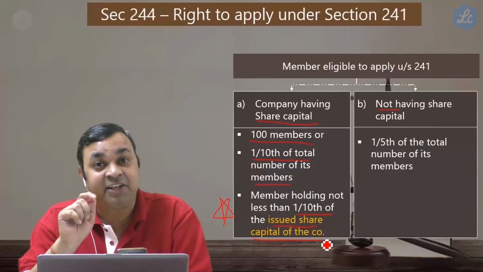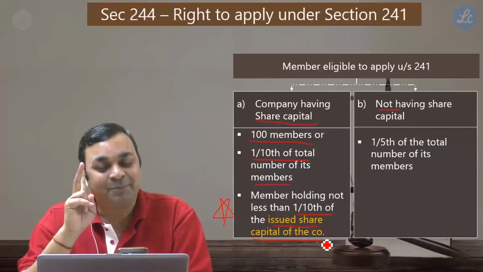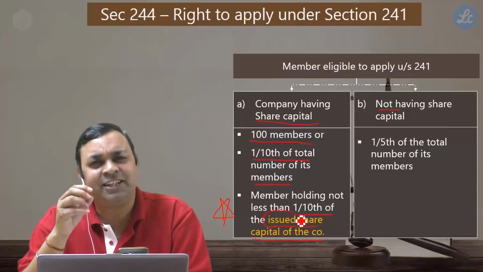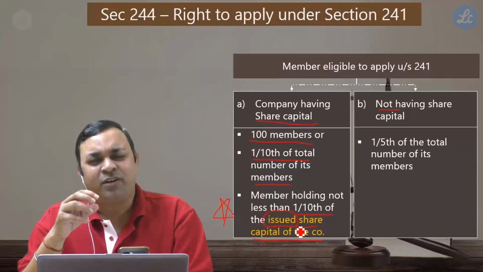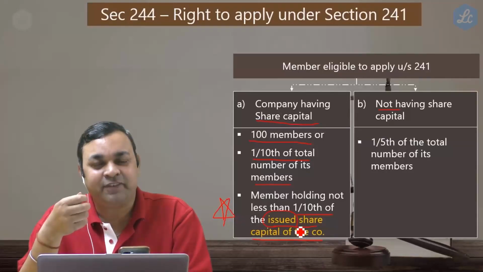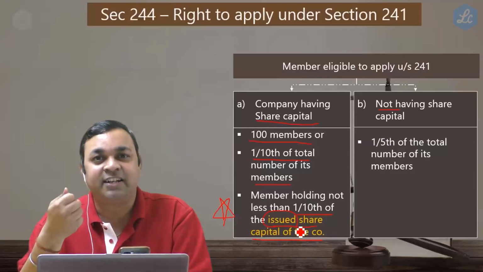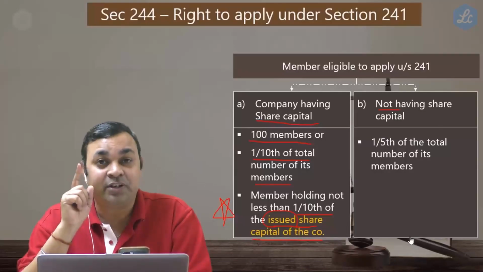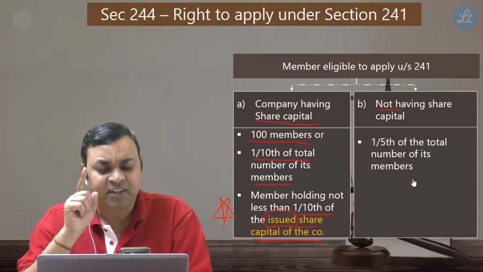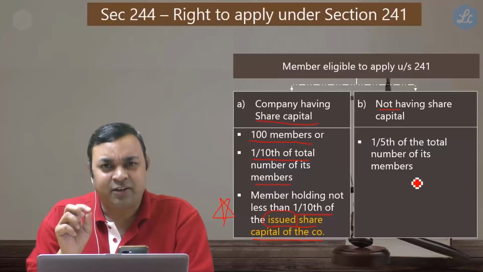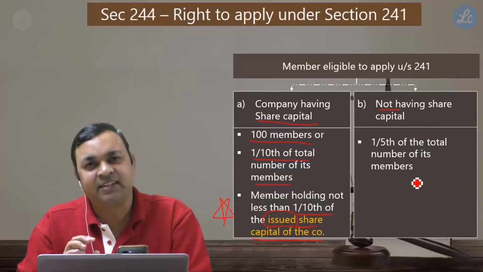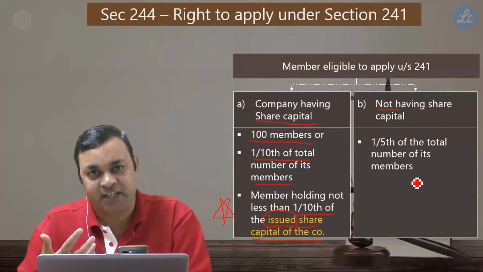The examiner will provide you authorized capital, paid up capital, subscribed capital, and he wants you to be confused about which capital you need to take the 1/10 of. So for this you need to remember it is the issued share capital. One more thing: in each and every provision, in other provisions of the Companies Act, generally you will find paid up share capital.